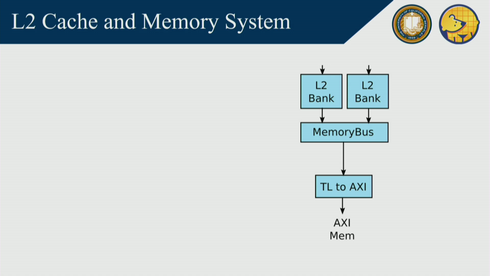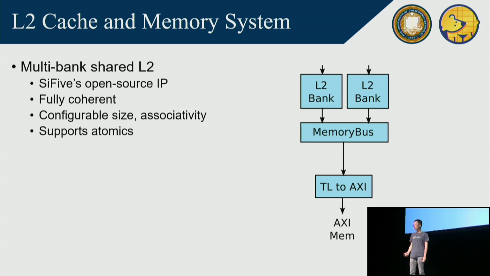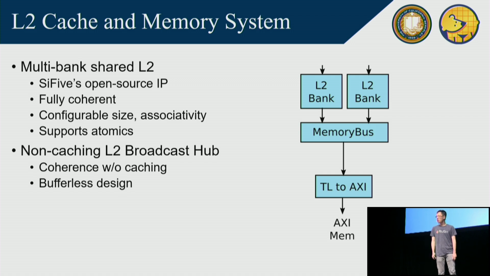So we also have the L2 cache and memory system. There's a multi-bank shared L2 cache, which is developed at SiFive. It's fully coherent. You can configure the size, associativity, and number of banks, and it has support for atomic operations as well. And then if you don't want to use an L2 cache because you don't want to use all this SRAM, you can use a non-caching L2 broadcast hub, which still provides coherence. It can still do probes and releases to the L1s, but it does not cache any data itself.